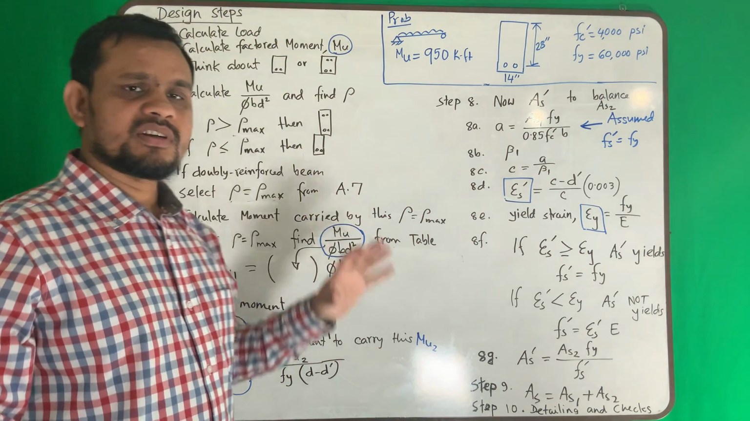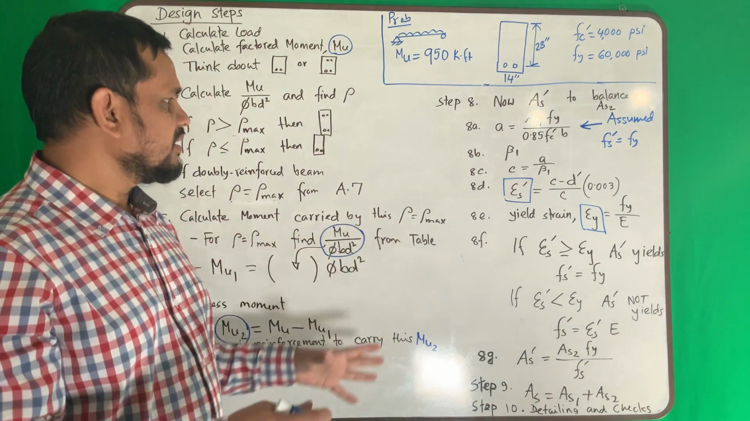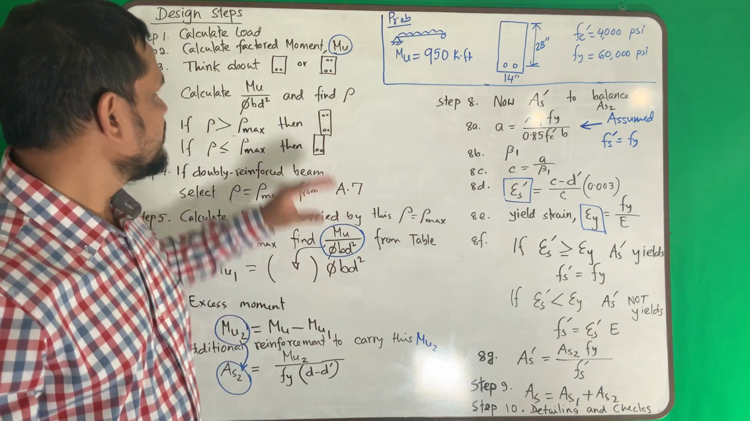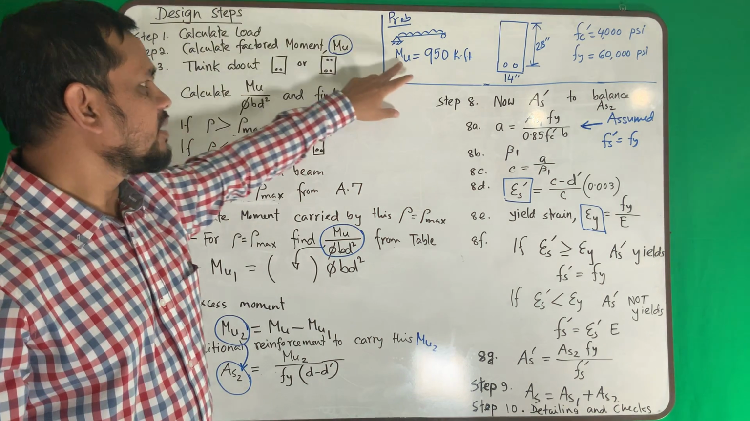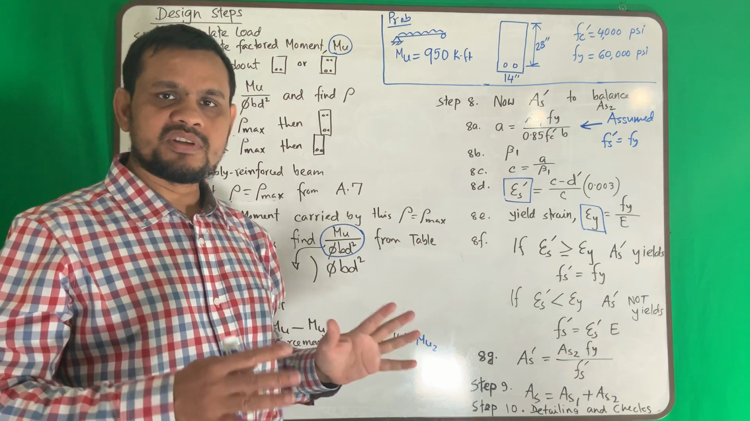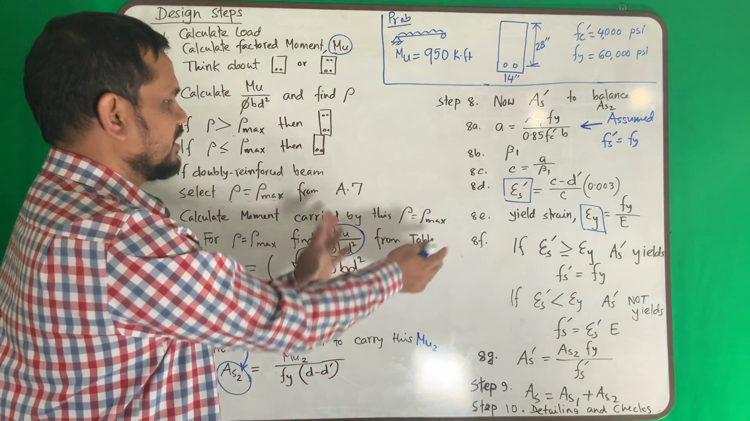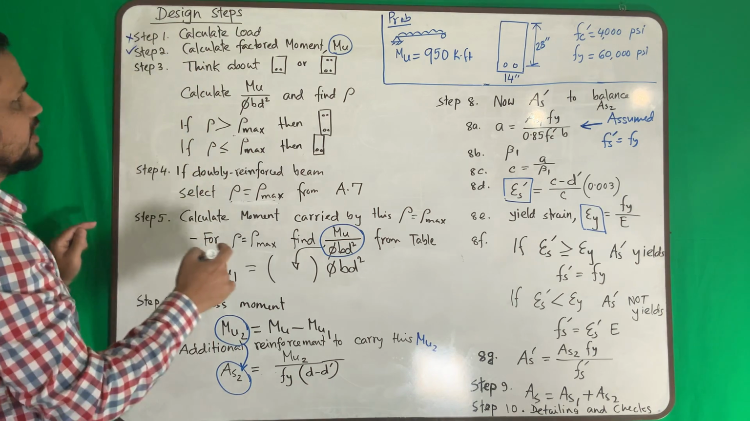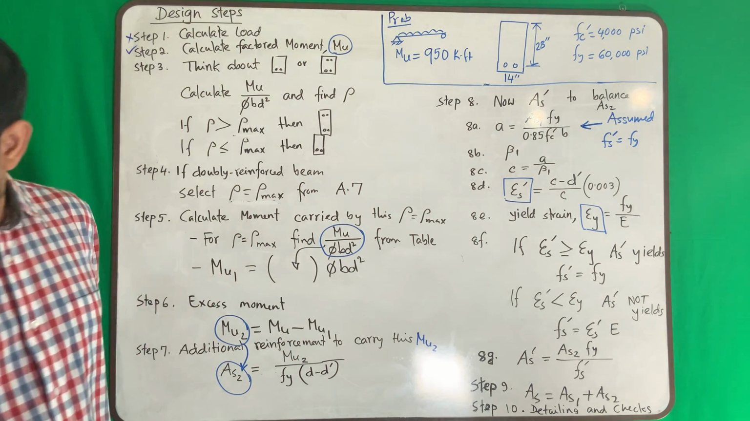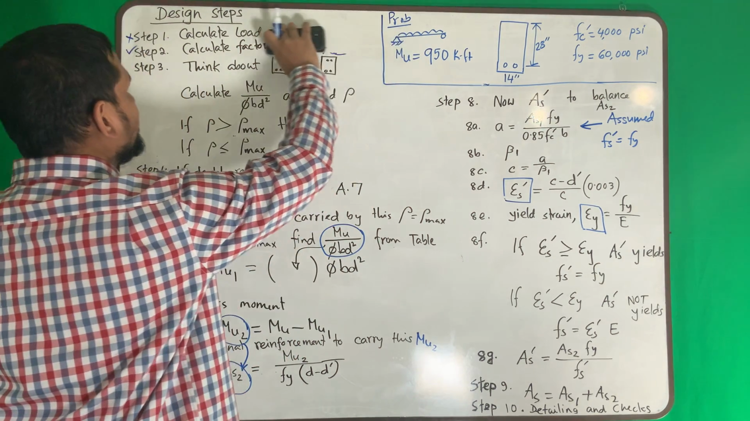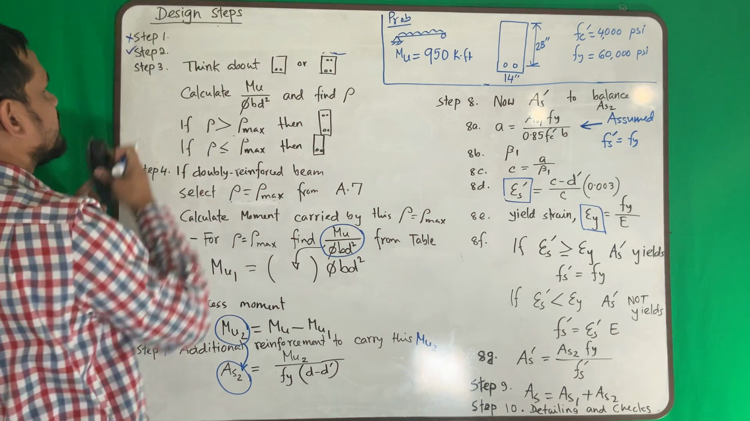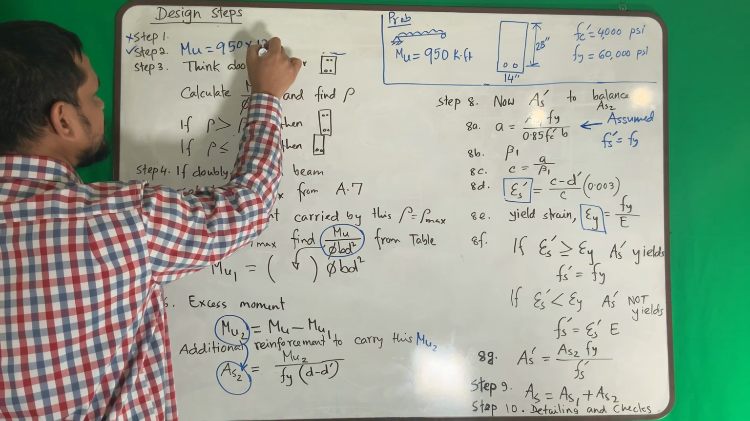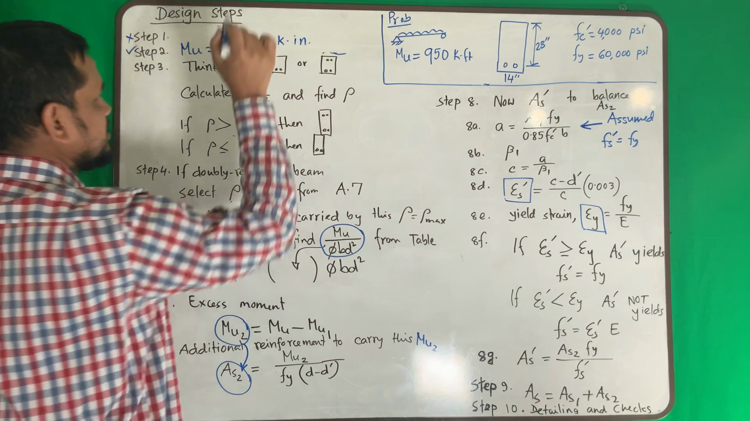Because these 2 steps take some time. In this problem, our main concentration is whether you can design a doubly reinforced beam. So we sometimes give you the moment directly so that you do not need to waste time there. Our main concentration is here. So step number 1 we do not need, and step number 2 is done. That is 950 kip-feet. So I will directly write here steps number 1 and 2. I got my moment, 950 times 12 kip-inch.